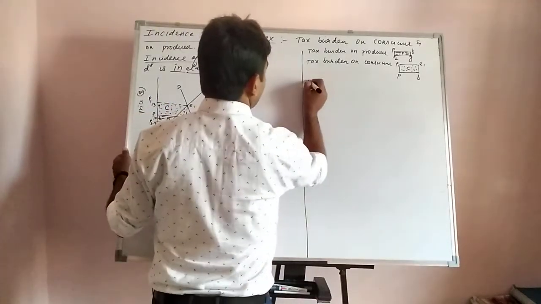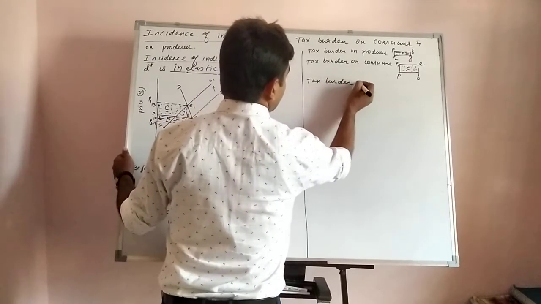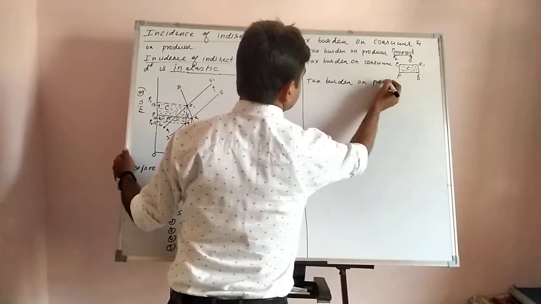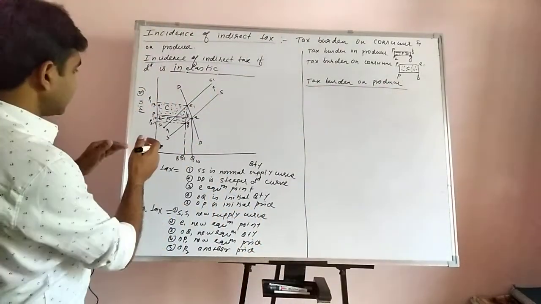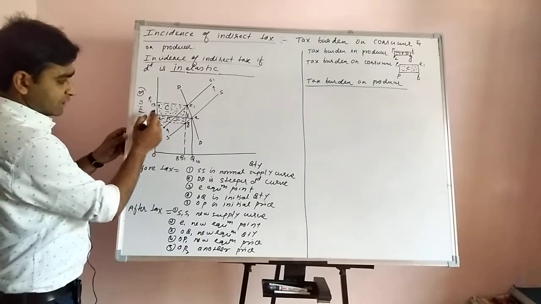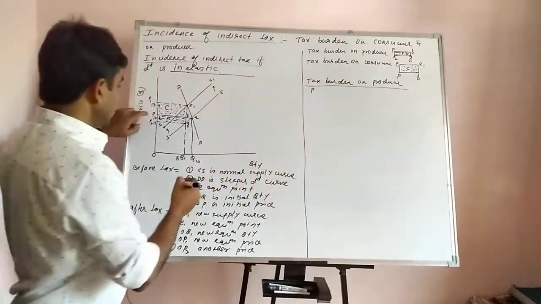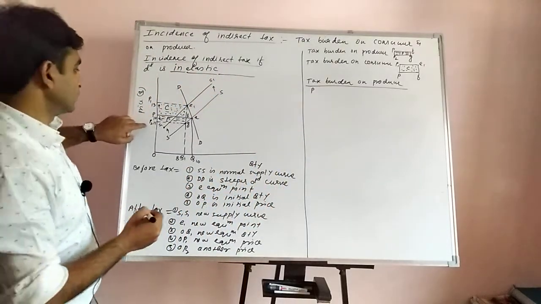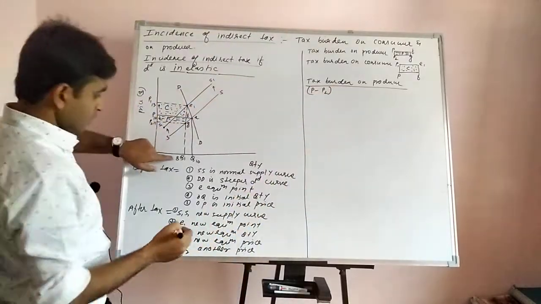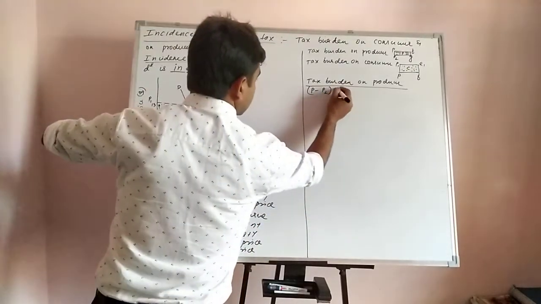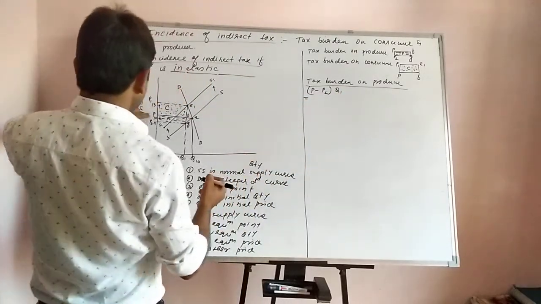Okay, now how much tax burden on producer? Which is the producer part? This P and P2. This is the producer part. So our formula will be P minus P2 into Q1, right? So we have how much? The value of P is 10.